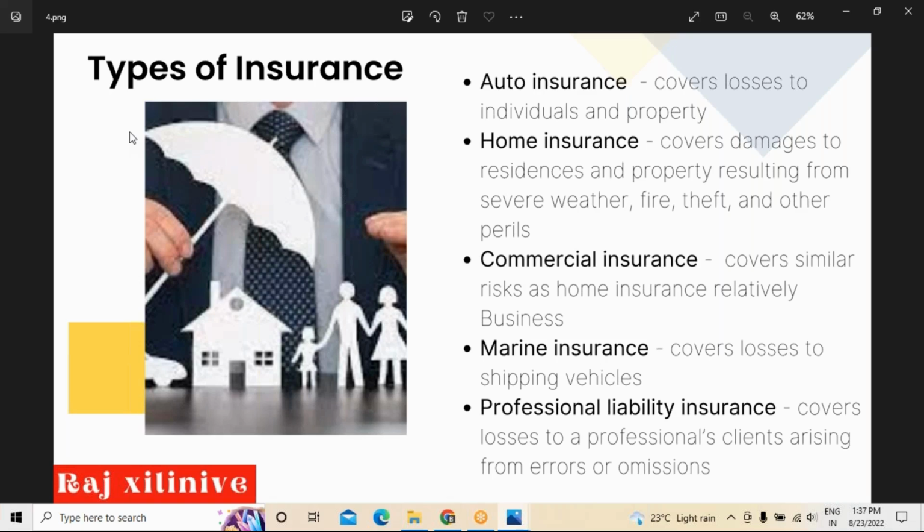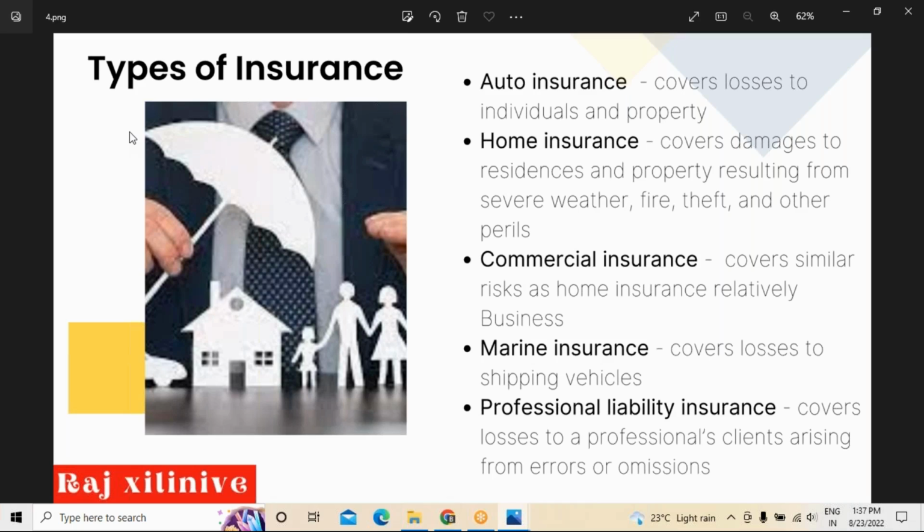Marine insurance covers whatever loss happens to shipping vehicles, as I told you. For example, when a cargo vehicle is transporting different products from one place to another across the sea, whatever loss happens while crossing, maybe because of sinking, or a fire accident, or whatever damage or theft, marine insurance generally covers all of that.